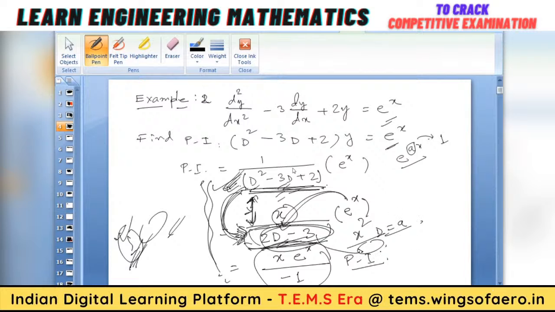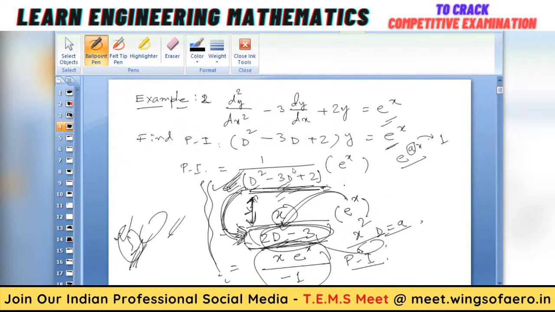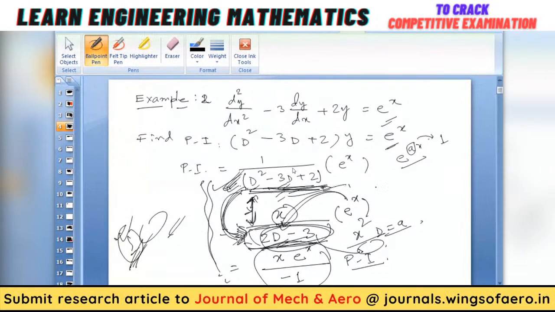Then again you have to put d is equal to something. Okay, so remember that it cannot be. You have to find out the PI and you have to use the formula until and unless you are getting an answer. You have to follow these derivative rules.